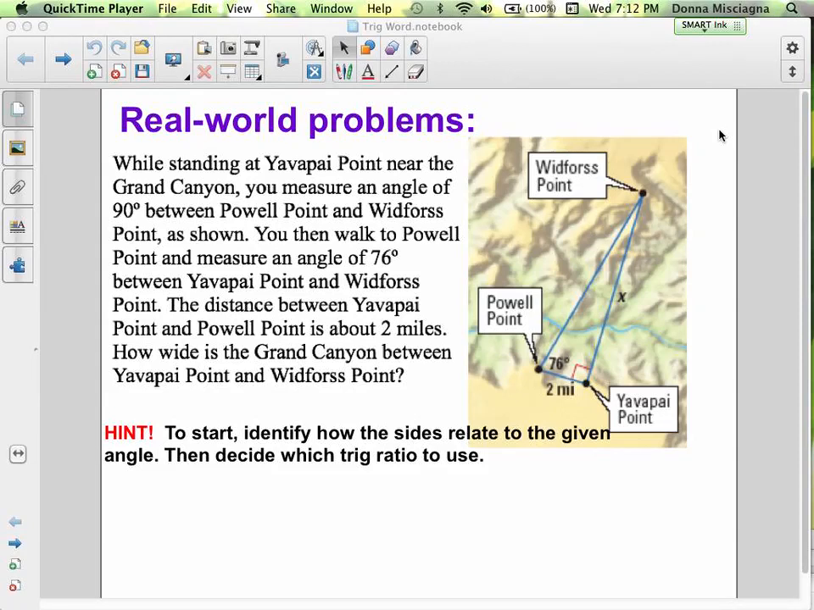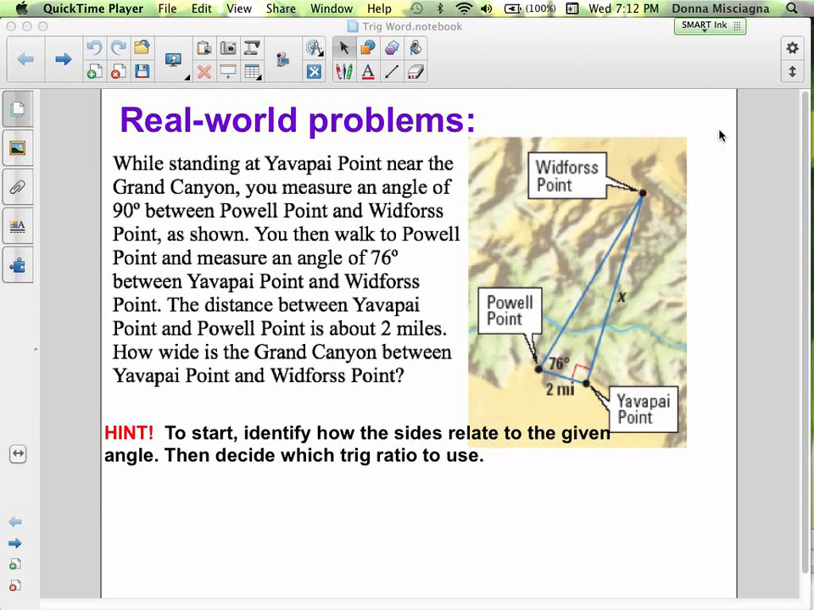In this podcast, we're going to be solving some trig word problems. Sometimes we'll have a diagram, and sometimes we won't. When we don't have a diagram, we'll have to draw one. Here we have a diagram, so let's take a look at our word problem.